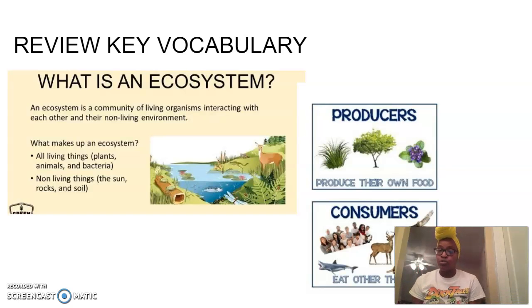Now, producers and consumers is something that we went over a few weeks ago. Remember, producers produce their own food, including your grass and your trees, and consumers eat other things. So us as humans, we are consumers. Sharks are consumers, eagles are consumers, lions, tigers, because they eat other things.